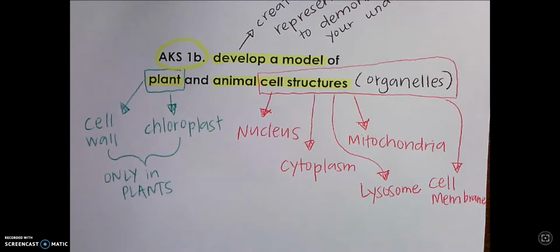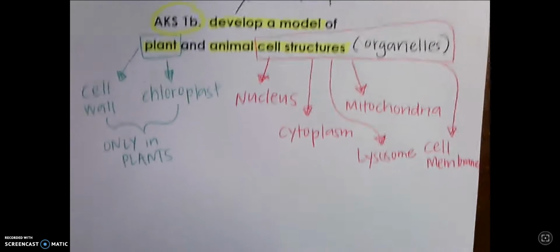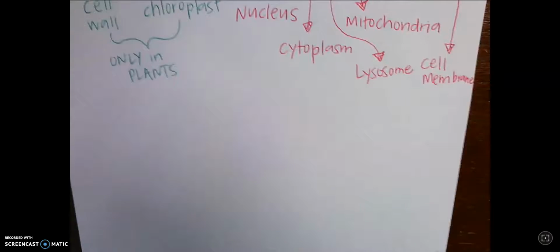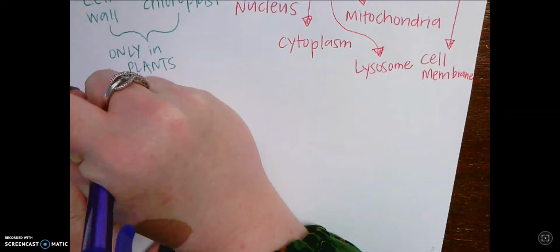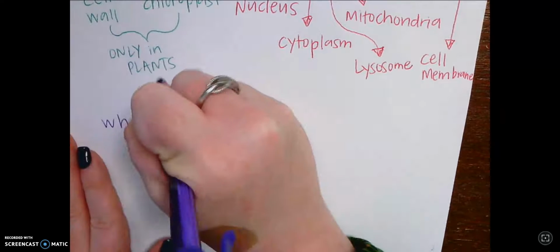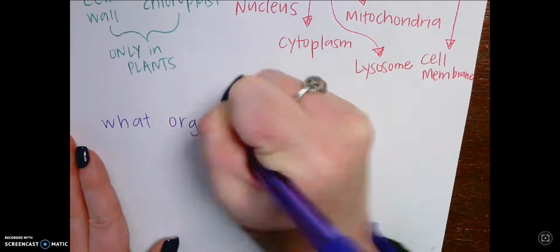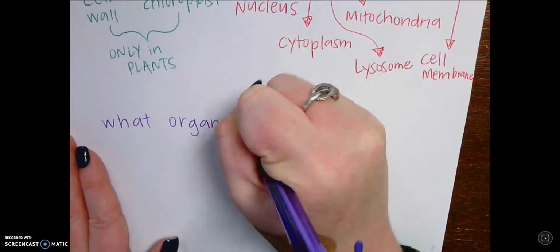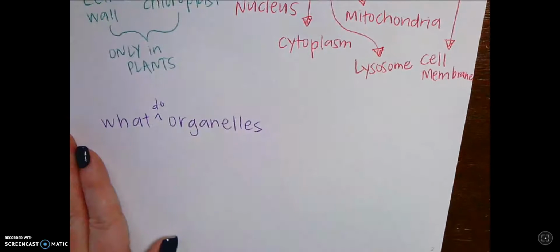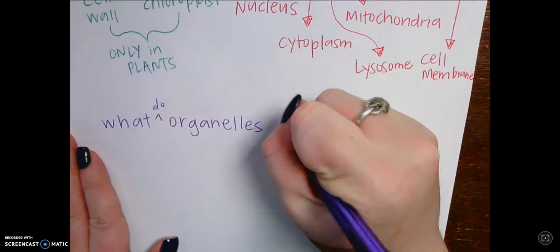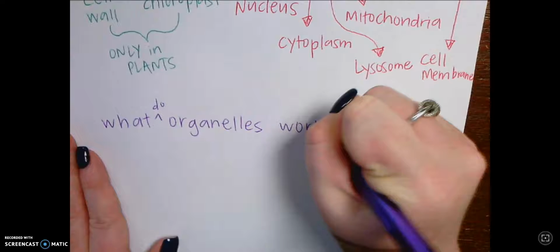So down at the bottom of my page, I have a little white space. And so what I'm going to do is I'm going to use a third color down here. I'm going to use purple. And I'm going to write, what do organelles work together to do? I'm going to add do right here. What do organelles work together to do?